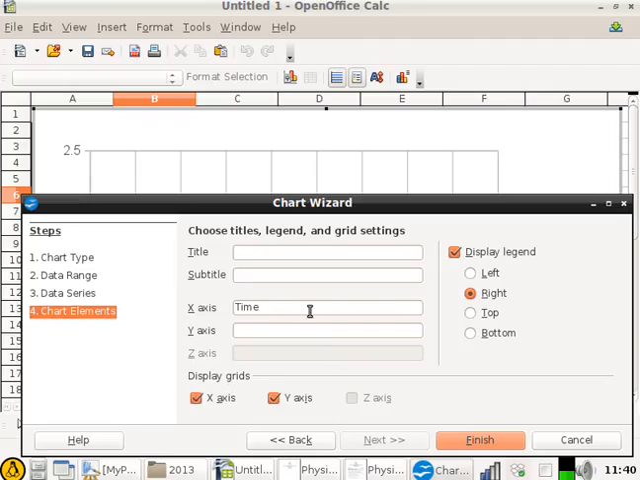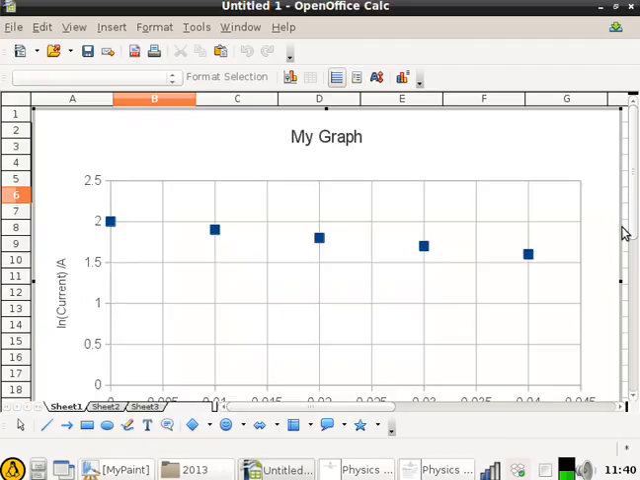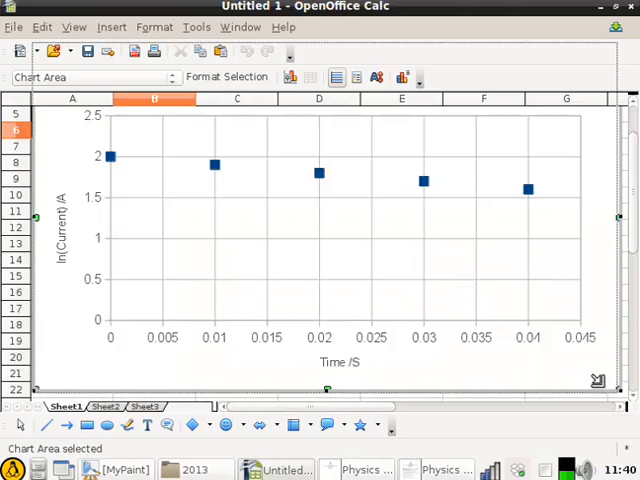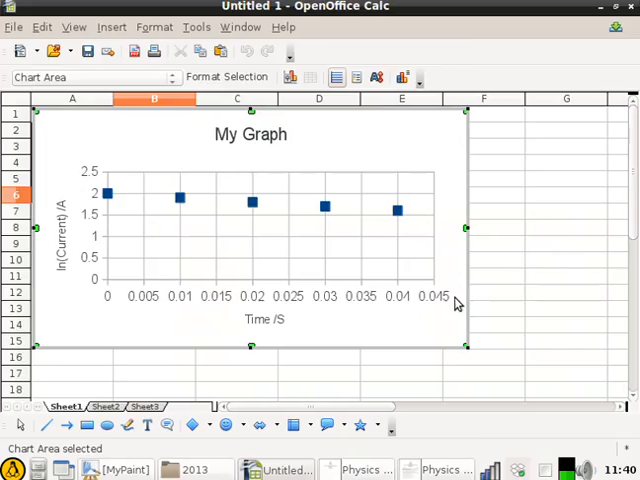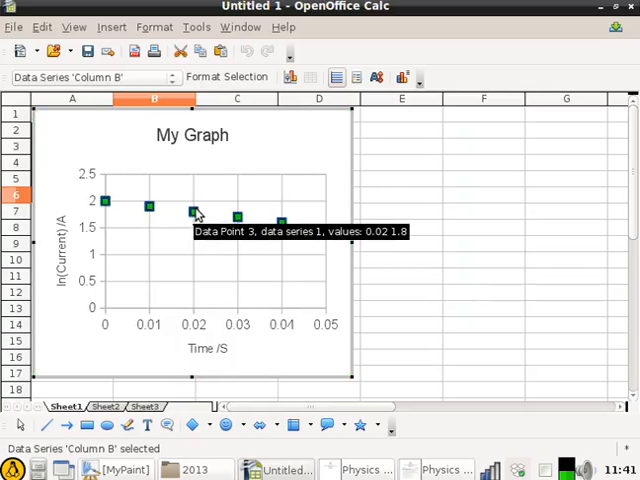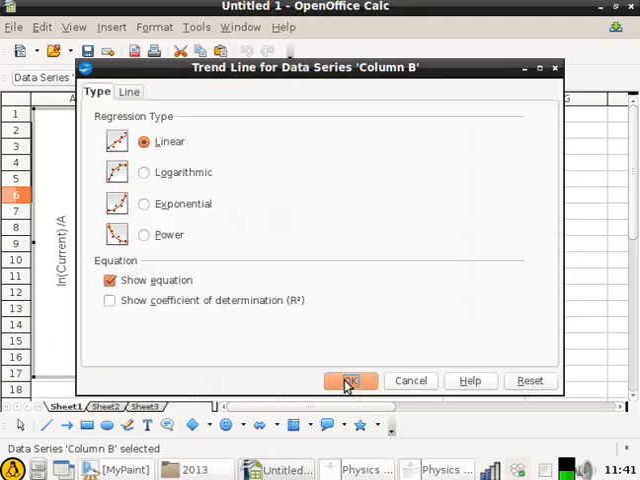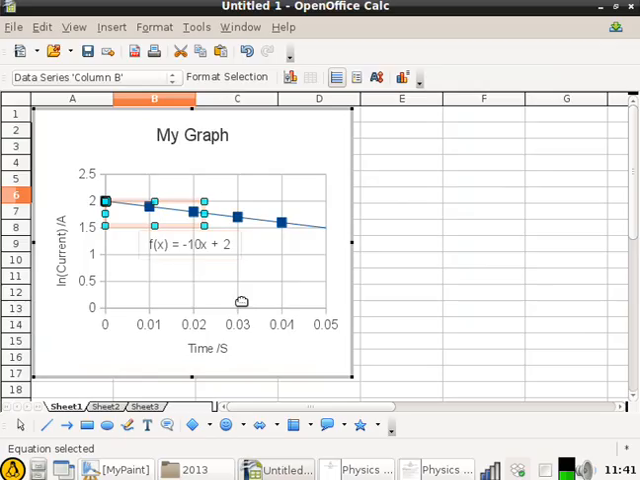X-axis time, y-axis current, or it's really the log of the current. And that's in amps, and then that's in seconds. And my graph, we'll just call it. Okay. Sorry, can you see it? It's a bit big. Let me shrink it down a bit. Okay, you should have something like this in your notebook, yeah? So let me just put in the trend line. Yeah, very good.